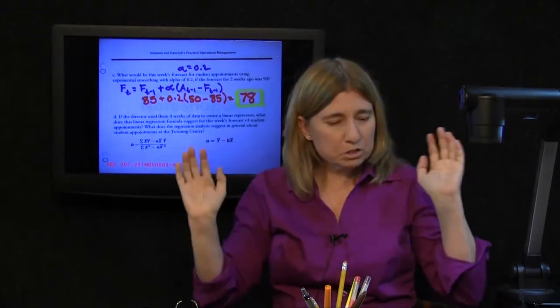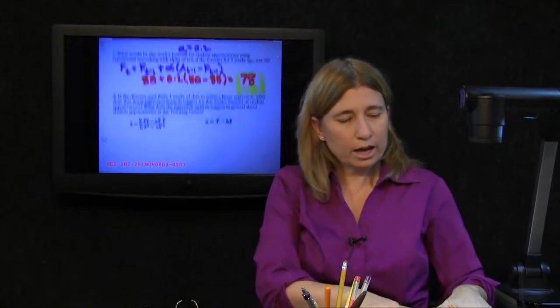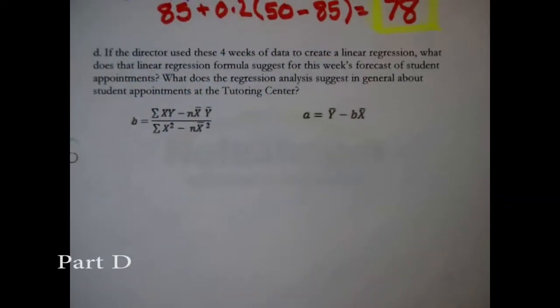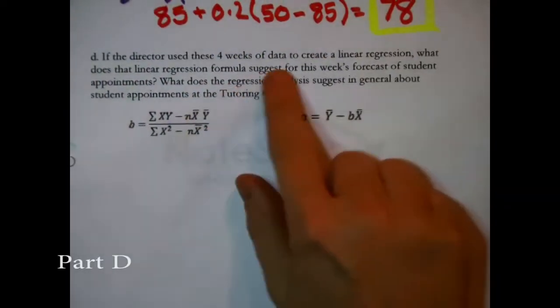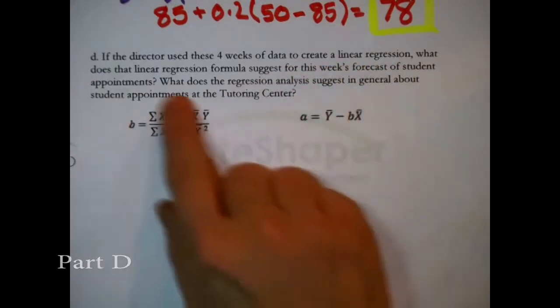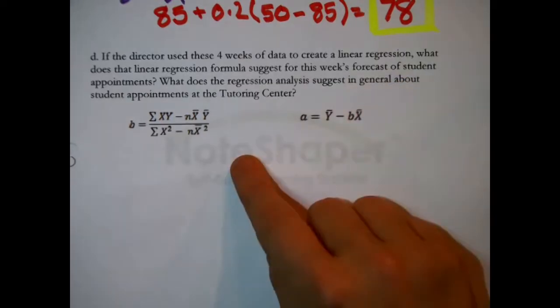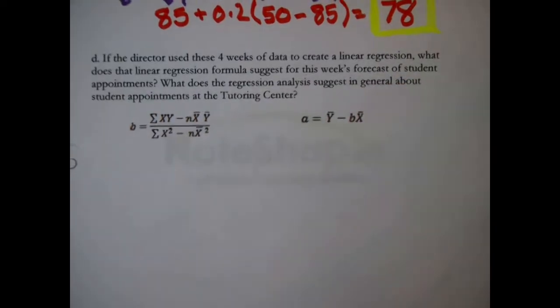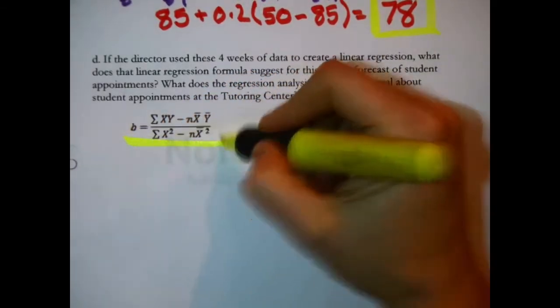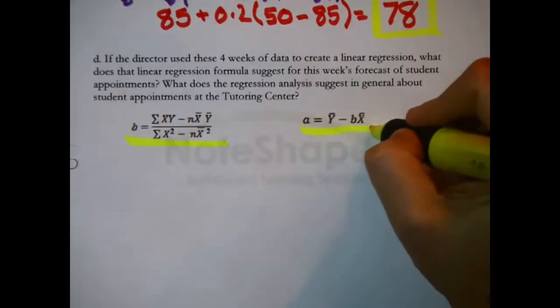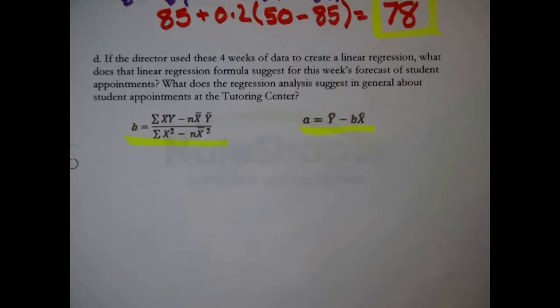Now, okay, that's done. Let's look at the last part. If the director used these 4 weeks of data to create a linear regression, what does the linear regression formula suggest for this week's forecast of student appointments? Oh, great. Well, linear regression. That's what these helpful formulas in the note frame were included for. What does the regression analysis suggest in general about student appointments at the tutoring center? I've got to find the regression equation.